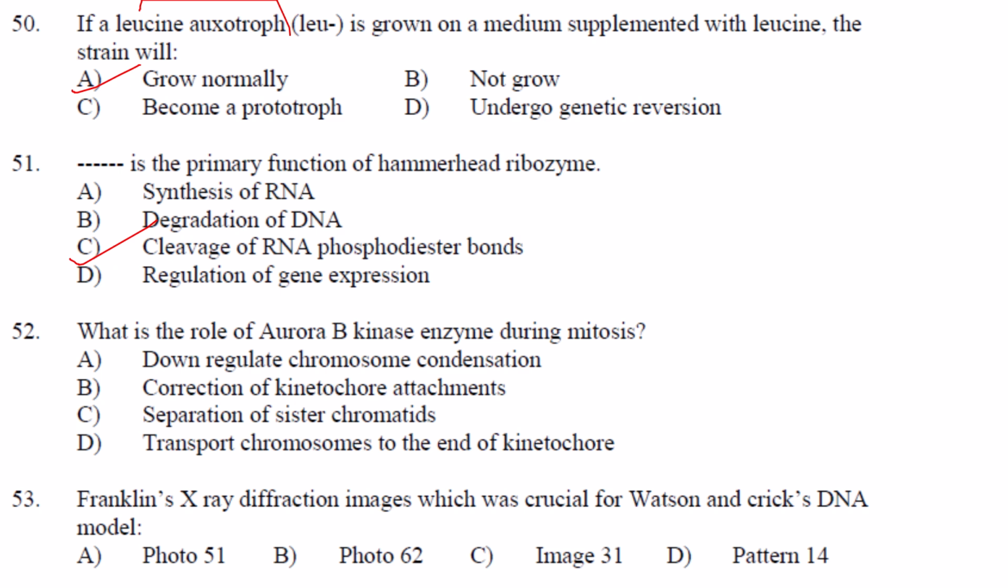Then what is the role of Aurora B kinase enzyme during mitosis? I already discussed that, I think. Aurora B kinase, it is for correcting improper kinetochore microtubule attachments during mitosis. Okay. So the answer here is correction of kinetochore attachments. Answer is option B.